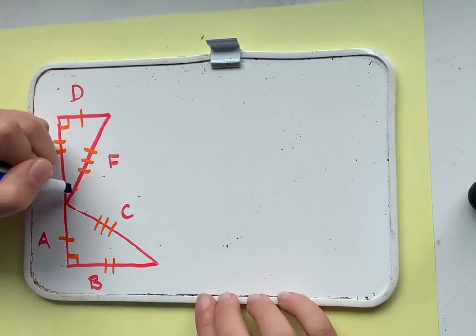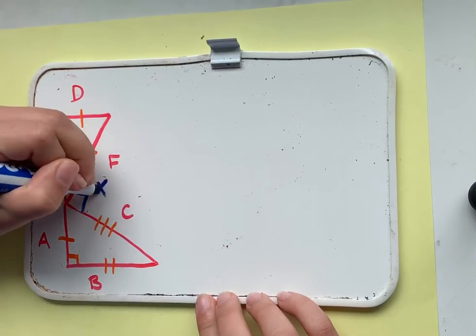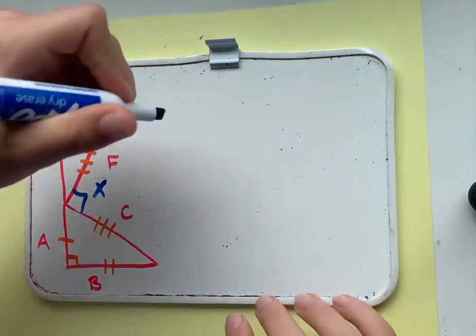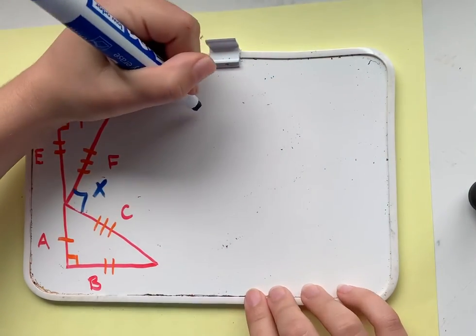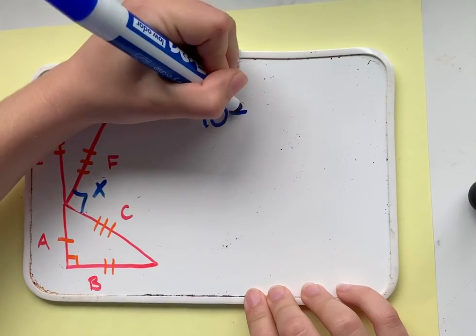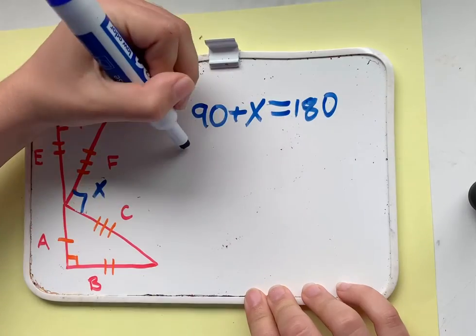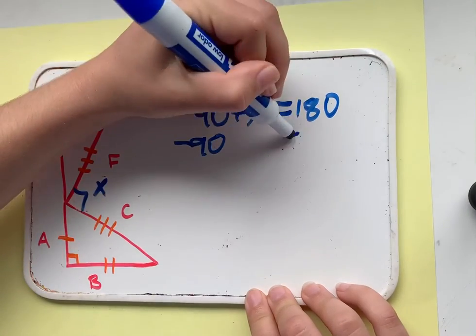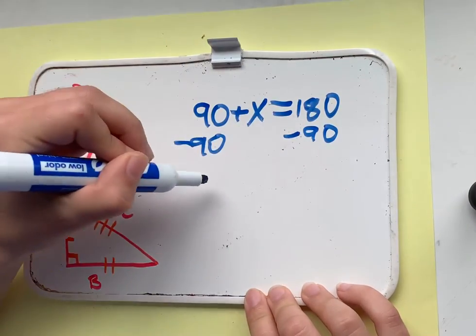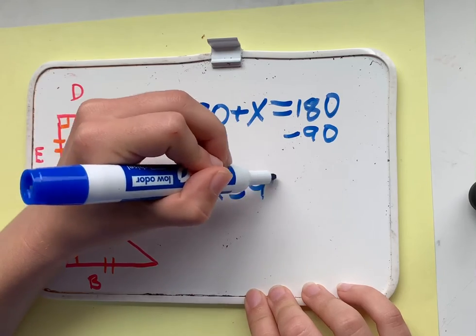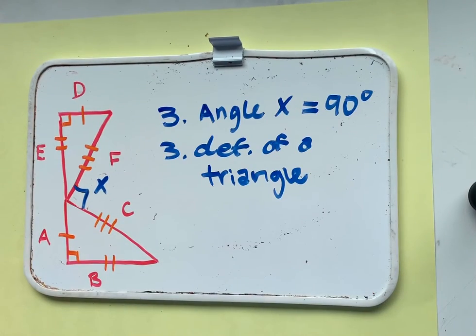The third step is referring to the measure of angle x. In order to find the measure of angle x, we need to do the equation of 90 plus x equals 180, which when you subtract 90 from both sides, you get that angle x equals 90. This is found by the definition of a triangle.